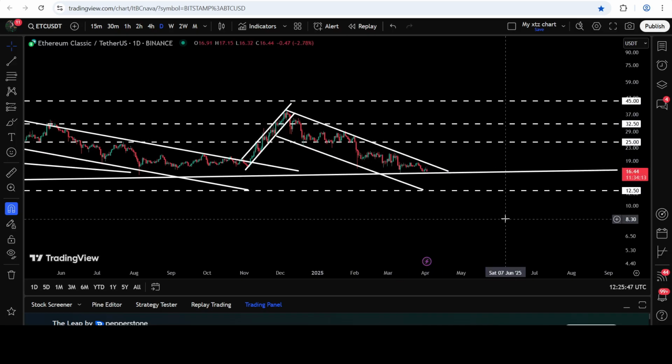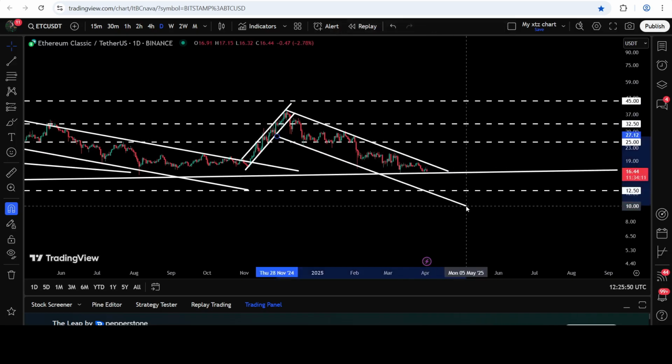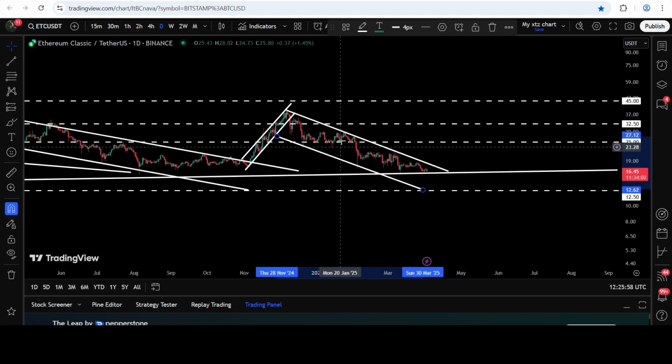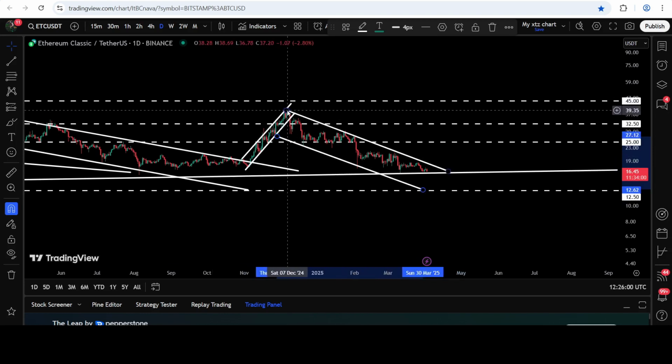However, in case of breaking down this uptrend line support, the price line of Ethereum Classic can test the support of the channel somewhere here, approximately at $11.40 or 50 cents. And in case of breaking out the resistance of the channel, the technical target to the upside will be here at the top of the channel. That will be approximately at $39 or $39.50. But in my opinion, it can also hit this long-term resistance of $45 as well.